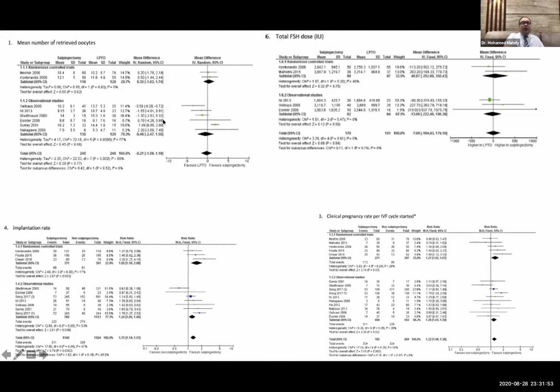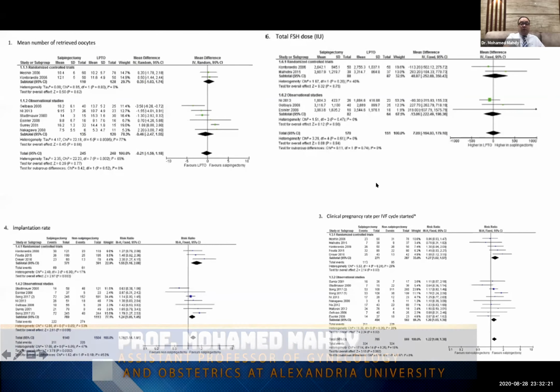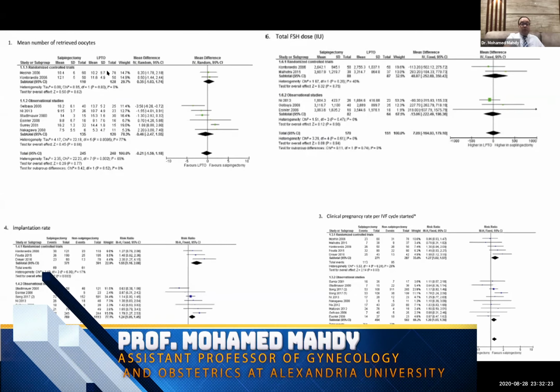This is a chart showing there is no effect on the number of retrieved oocytes. Also, on dose of FSH, there is no difference between the salpingectomy and non-salpingectomy group. On the other hand, implantation rate was in favor of the salpingectomy group. Also, clinical pregnancy rate was in favor of the salpingectomy group. So salpingectomy improved live birth rate and clinical pregnancy rate without affecting the number of retrieved oocytes or the total FSH dose needed for this cycle.